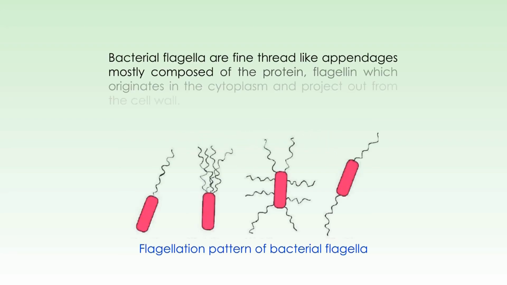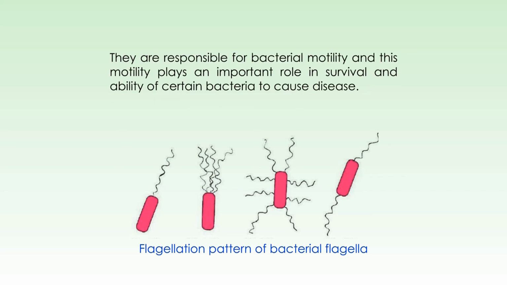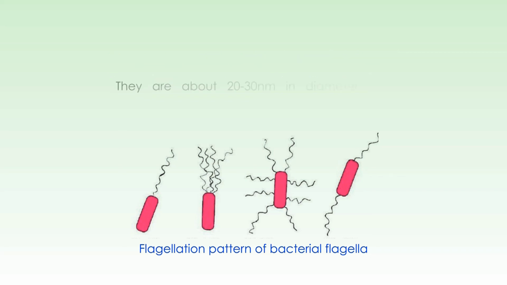Next is flagella staining. Bacterial flagella are thread-like appendages mostly composed of the protein flagellin, which originates in the cytoplasm and projects out from the cell wall. They are responsible for bacterial motility, and this motility plays an important role in survival and the ability of certain bacteria to cause disease. They are about 20 to 30 nanometers in diameter and 15 to 16 micrometers in length.